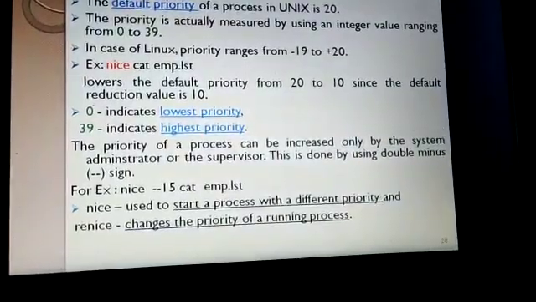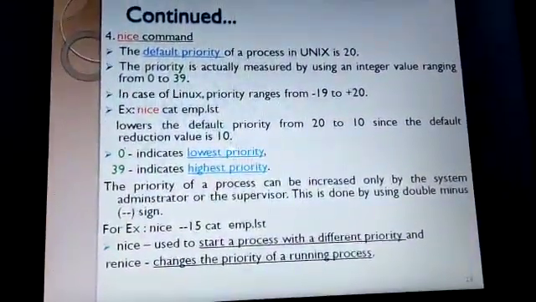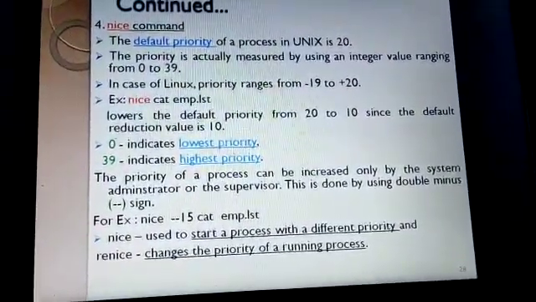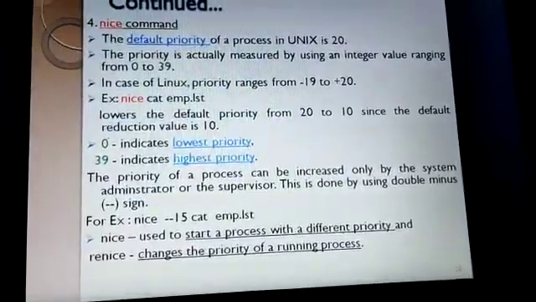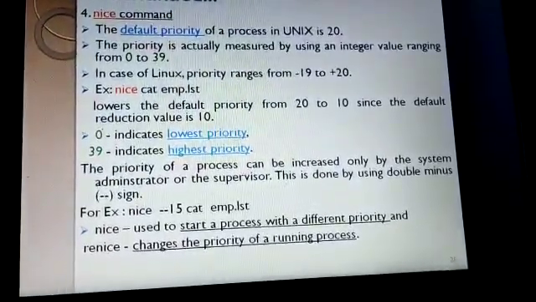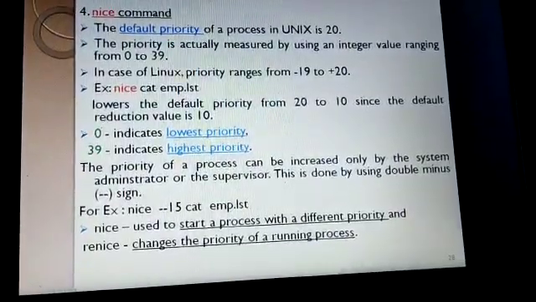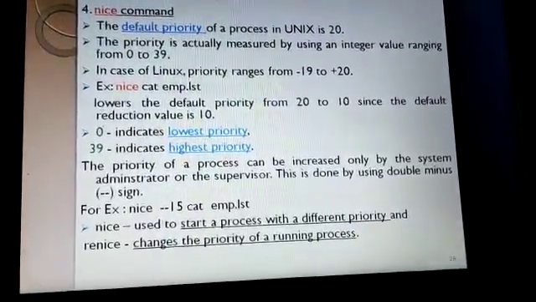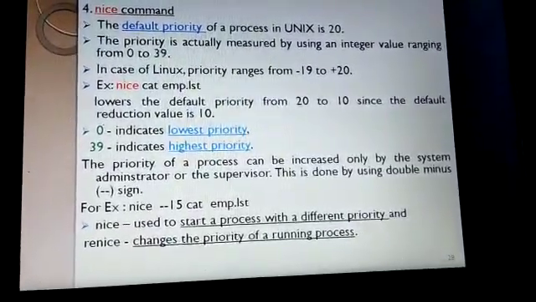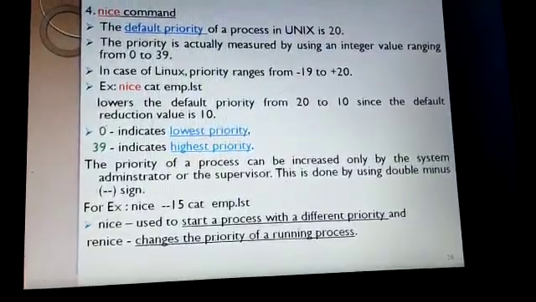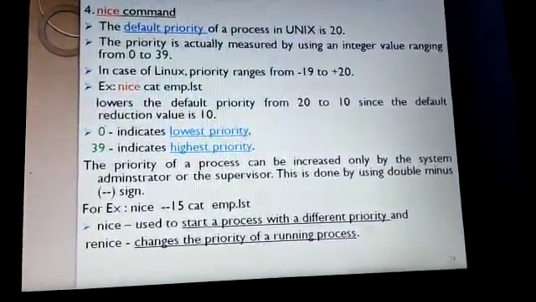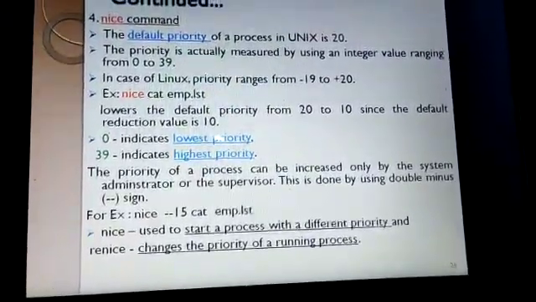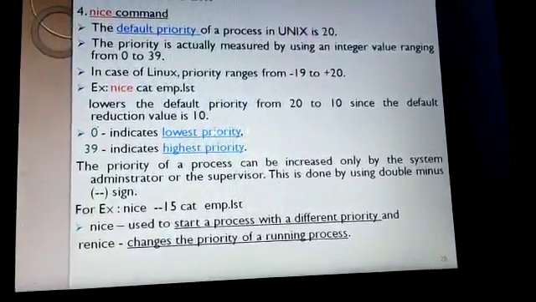0 indicates the lowest priority and 39 indicates the highest priority. The priority of a process can be increased only by the system administrator or the supervisor. This is done by using a double minus sign. So who can increase the priority of a process? Only a system administrator or supervisor. The highest priority of a process is 39, the lowest priority is 0, so you have from 0 to 39. The middle value is 20, so 20 is the default priority.